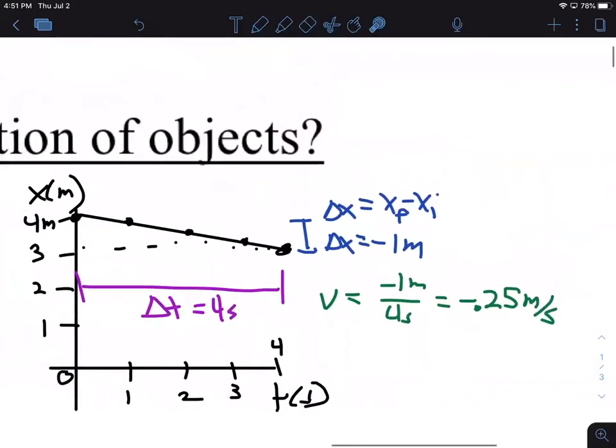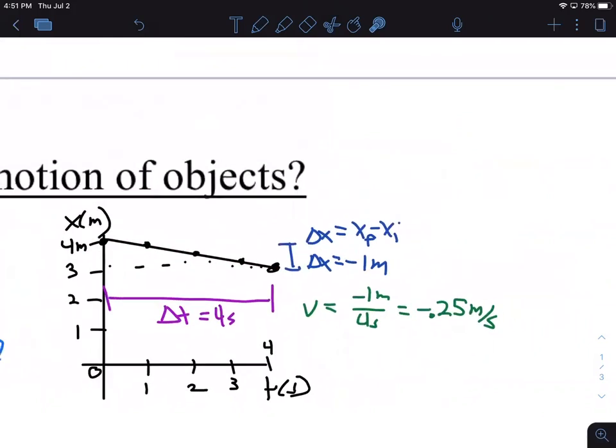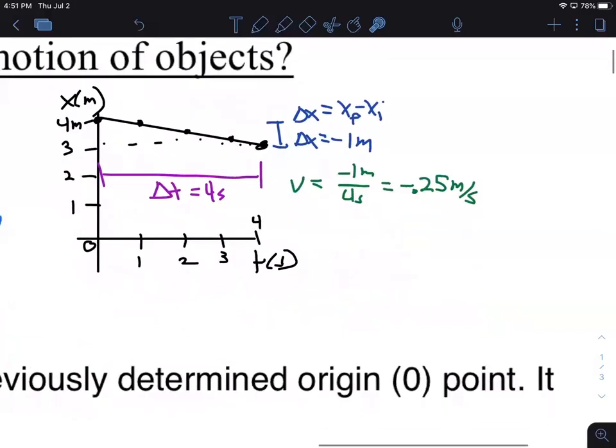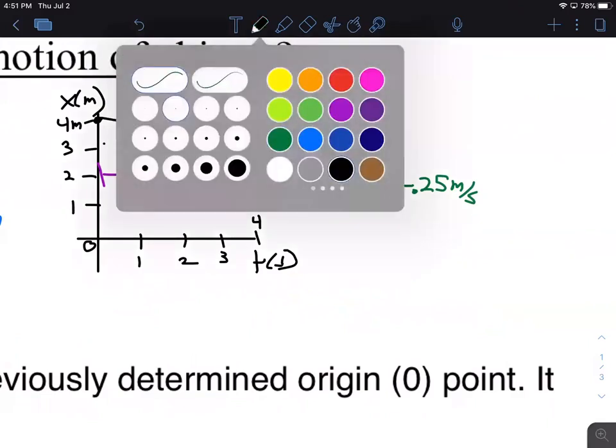Some things to note, I didn't have to use the whole interval here to find this. I could have just looked at the first second, because it is the same velocity throughout. Again, we have this easier case, same slope everywhere, delta x over delta t. Whatever deltas I choose, I get the same velocity because we're dealing with a constant velocity model here.